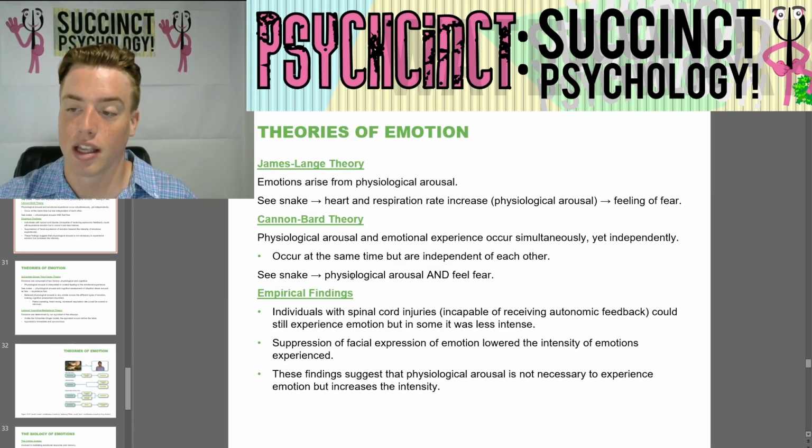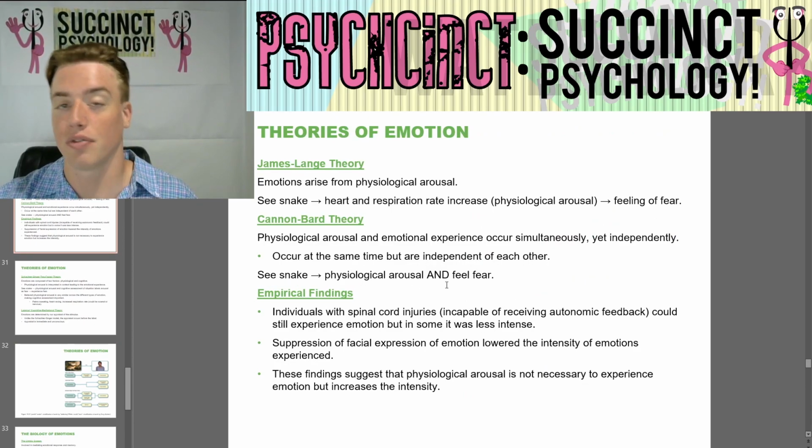So you see a snake, you get that physiological arousal, and you feel fear at the same time, but they're independent of each other. Whereas with James-Lange, you see the snake, and your physiological arousal, the heart and respiration rate increase, leads to your feeling of fear. With Cannon-Bard, they occur at the same time.